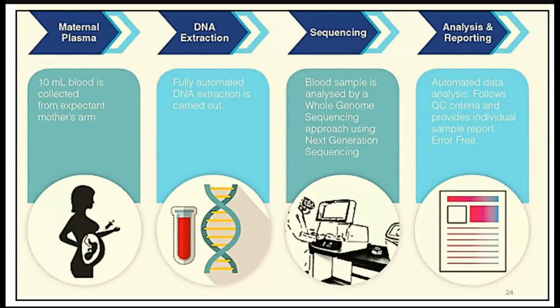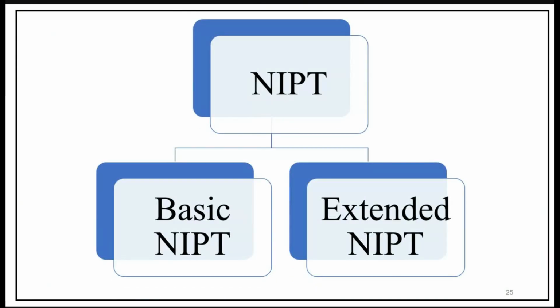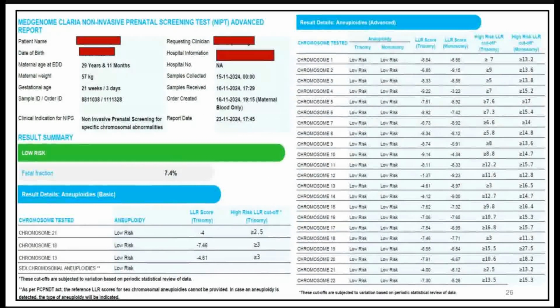Here is the method of doing NIPT. We have to take 10 ml of maternal plasma, then DNA is extracted by extraction kits, then sequencing is done. After the sequencing, analysis and reporting is done. Yes. Now we have two types of NIPT tests. There is a basic test and there is an extended test. These are the two reports that show a basic test and advanced tests.